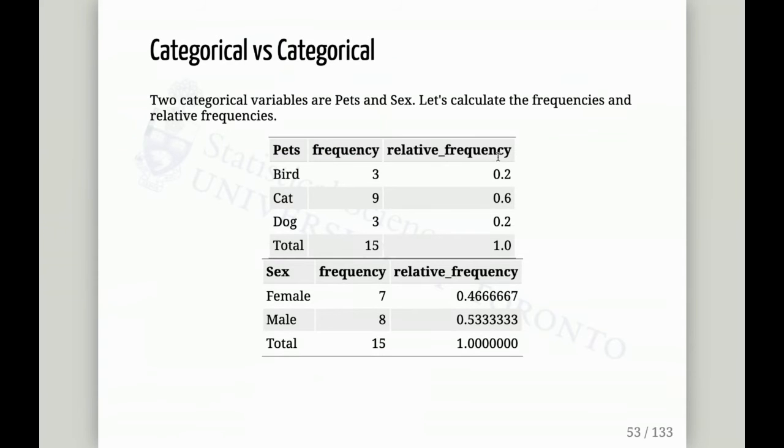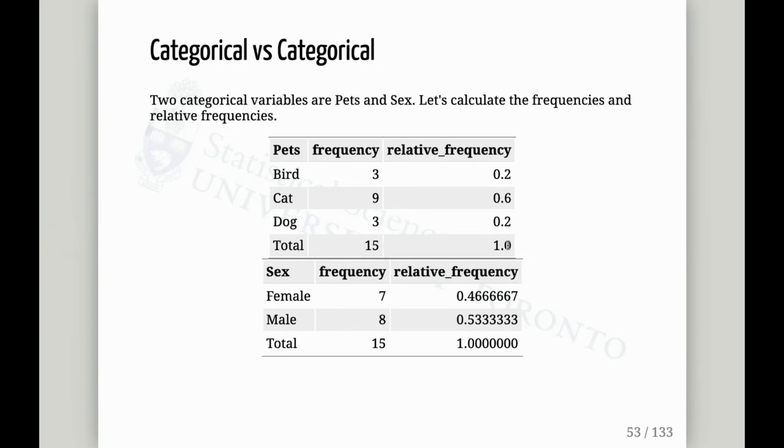Relative frequency then is how many birds I have relative to the total. So that means the relative frequency of birds is just 3 birds divided by the total number of pets. If I take 3 divided by 15, that's 1/5, which is 0.2. Similarly with the rest. Also, note that there's also a total here. And the total relative frequency should always be 1, because if you sum up everything, you should get the whole data set back.